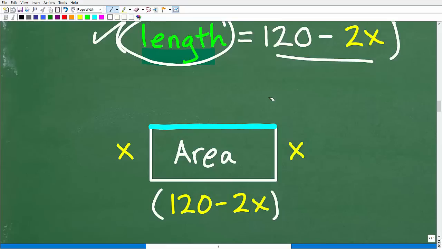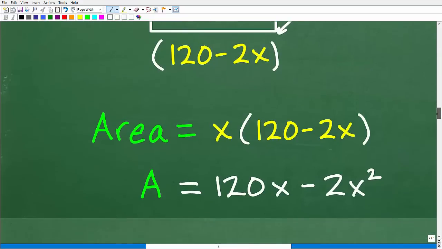So again, what we want to do here is find the area of this enclosure, and the area is equal to the length times the width. So in this case, it would be x times 120 minus 2x. We need to maximize this. So the area of this enclosure, we can have this algebraic model, x times 120 minus 2x, represent the area of this particular enclosure. What we want to do here is maximize this.